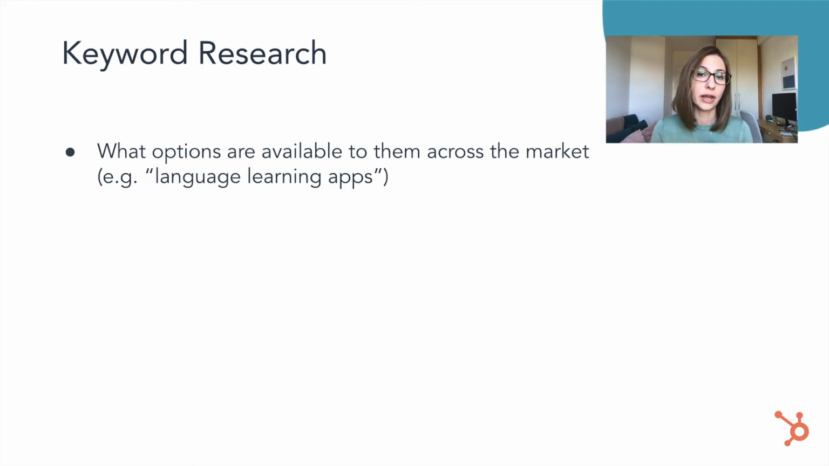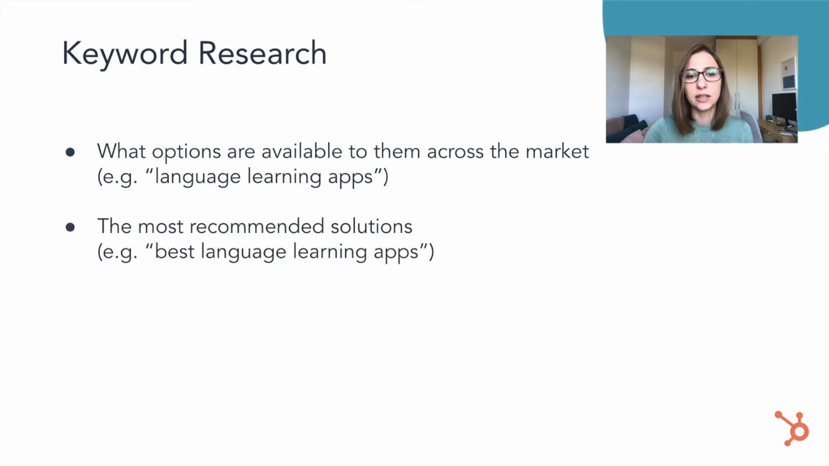So they're going to look at things like language learning apps or free CRM, just to see what options are out there. Then they want to see what the recommended solutions are. This is the part where they evaluate potential options, so they look for best language learning apps, best CRM tools, best free email marketing tools, and so on.